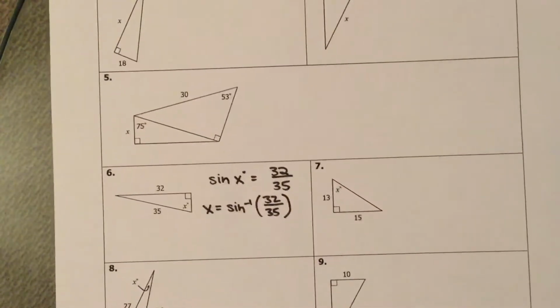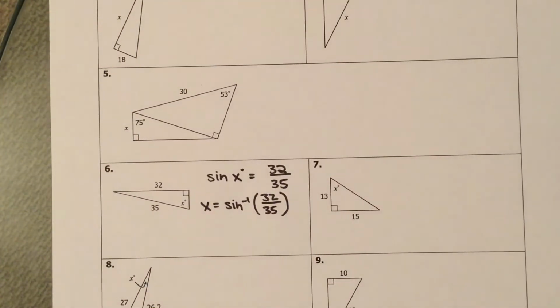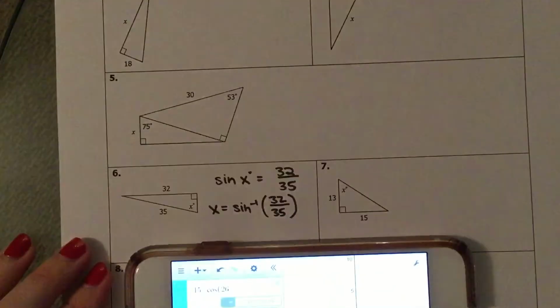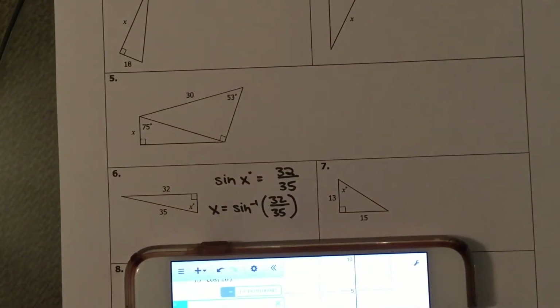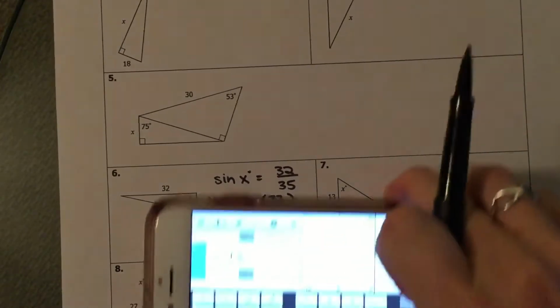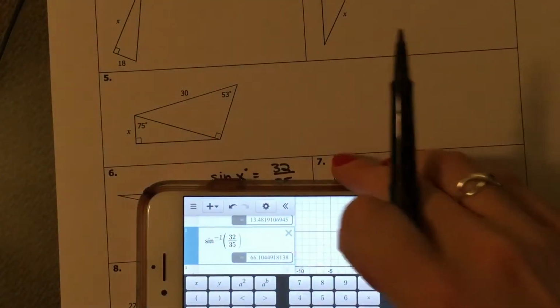And that can get subbed into whatever calculator you're using as well. Again, just be very sure that you're in degree mode. So this one, we are going to do sine inverse of 32 over 35. Okay, so that would be 66.1 degrees. If that's off the screen. There we go, 66.1 degrees.